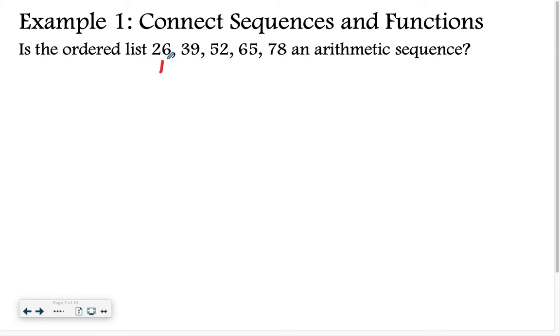And an arithmetic sequence is classified by, do the numbers all change by the same amount each time? Going from 26 up to 39, I have to add 13. And in order for this to be an arithmetic sequence, I have to add 13 every time to get from one number to the next. So 39 to 52, that is adding 13. 52 to 65, I added 13. 65 to 78, again, I added 13. So yes, this is considered an arithmetic sequence.